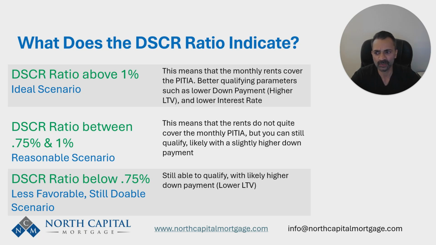If your DSCR ratio is between 0.75 and 1, this means that the rents do not quite cover the monthly PITIA, but you can still qualify, likely with a slightly higher down payment and possibly a slightly higher interest rate. If your DSCR ratio is below 0.75, this means that there's quite a gap between the amount of monthly rent that you're bringing in and what your monthly payment obligations are. So you're going to have less favorable loan parameters, but you will still be able to qualify, likely with a higher down payment or a lower LTV and a slightly higher interest rate.